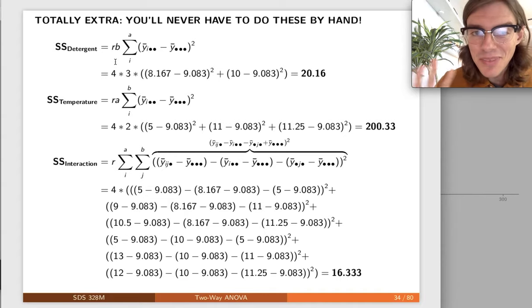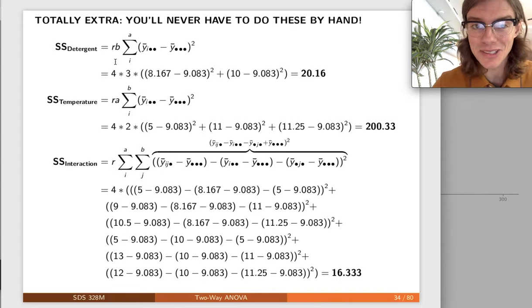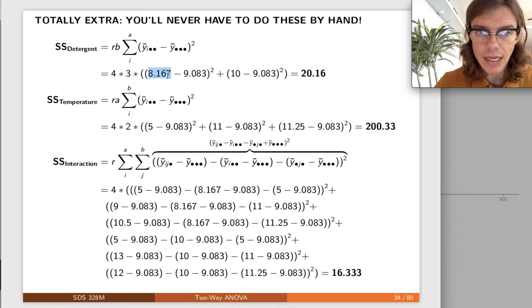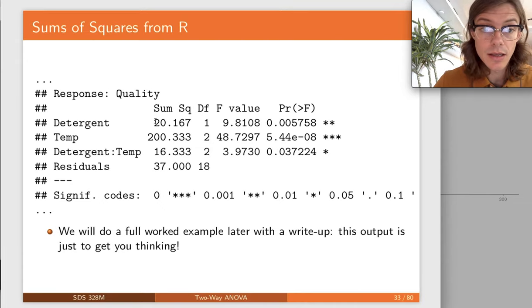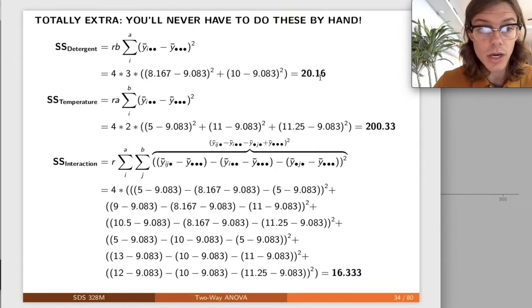And again, this is totally extra. You won't ever have to do this by hand. But just in case you wanted to, we can compute the sum of squares for detergent. How far is each of the detergent averages from the grand mean? Detergent A had an average of 8.167, and detergent B had an average of 10. Square those distances, add them up, and make sure to weight. There are 4 in each cell times 3 different columns, so this is based on 12 observations. 12 times that gives us 20.16. It's the same quantity there.